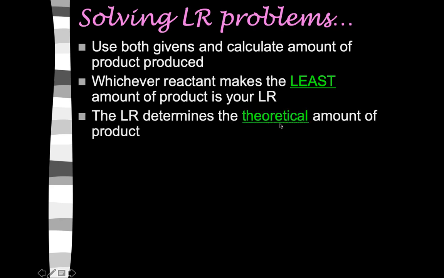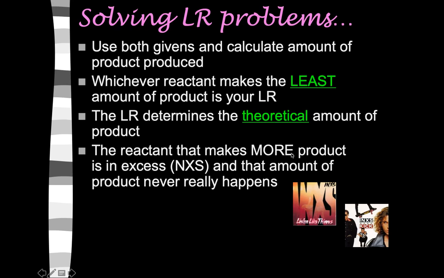The LR determines the theoretical amount of product. It's not actual, right? Because we didn't really do it. It's just a hypothesis. It's on paper, on math. So the LR tells you the theoretical amount of the product. And then the reactant that makes more product is the excess. So that 227 grams of H3PO4, the higher amount, tells us that water was the excess reactant. And that amount of product never happens. Why not? Because we ran out of the limiting reactant before I could ever make that amount of product. So that kind of reviews the steps of what we just did.